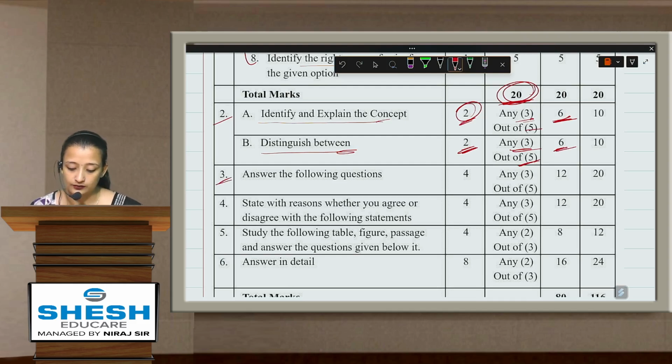Then you have answer the following. These are your short answers. Short answers for 4 marks each. Again, any 3 out of 5. And 12 marks total for your short answers.